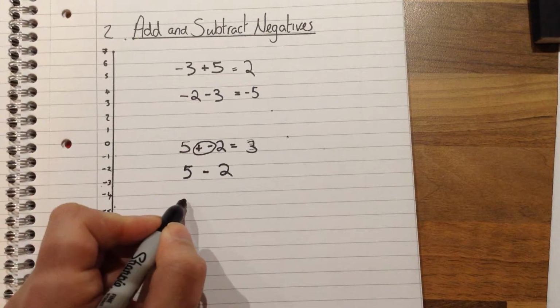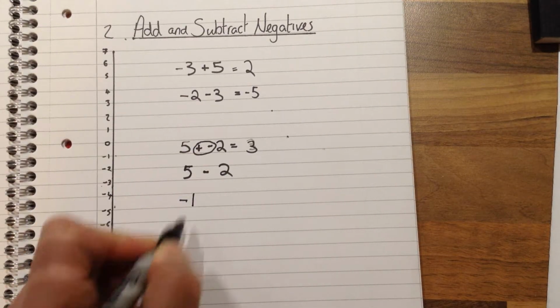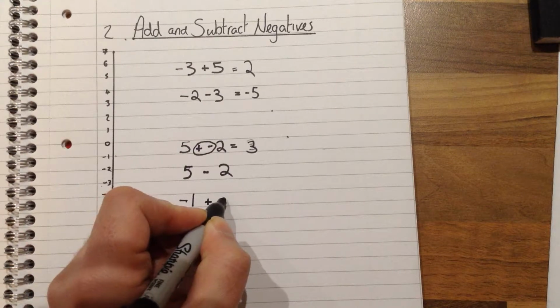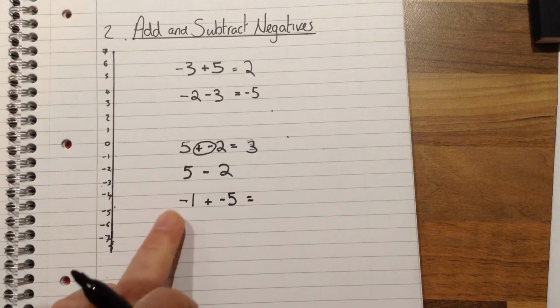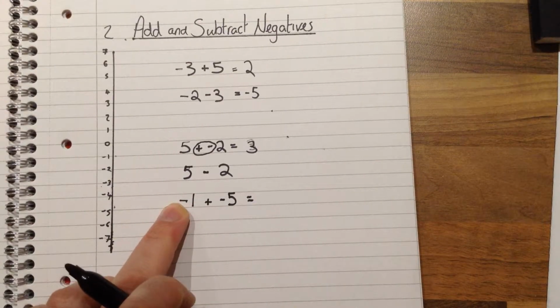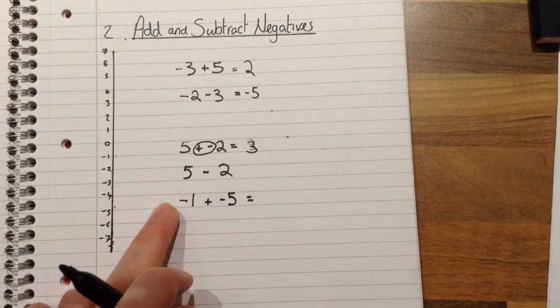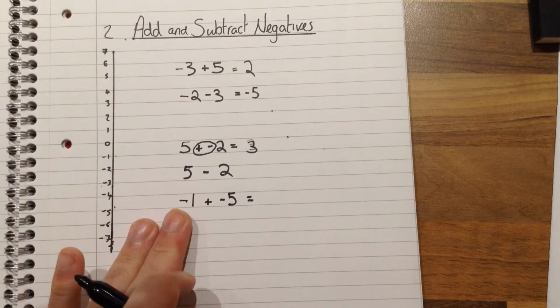So if I add this time -1 add -5, here this minus at the front does not bother me. It's on its own. There are no other symbols just next to it, so that can stay.